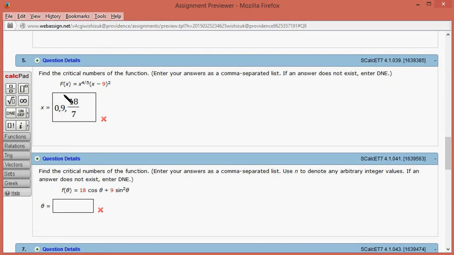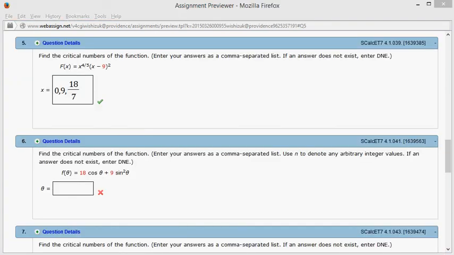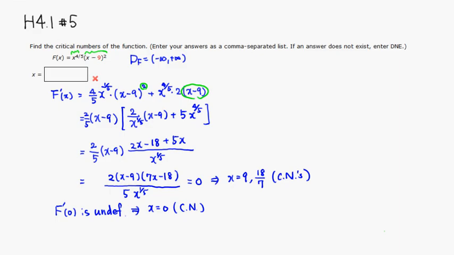Let's see, yep, so submit for testing. It came back and it looks like we got this one correctly.